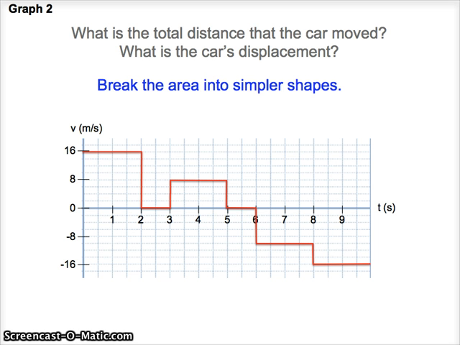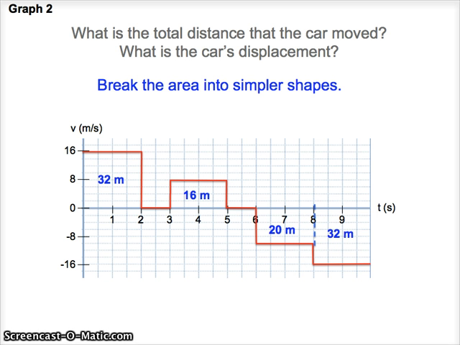But this object starts off in the positive direction, traveling 16 meters per second, stops for a second, then travels at 8 meters per second, stops for a second, and then actually reverses and begins going backward. When we go ahead and split this into simpler shapes so that we can calculate the area, we get these values.